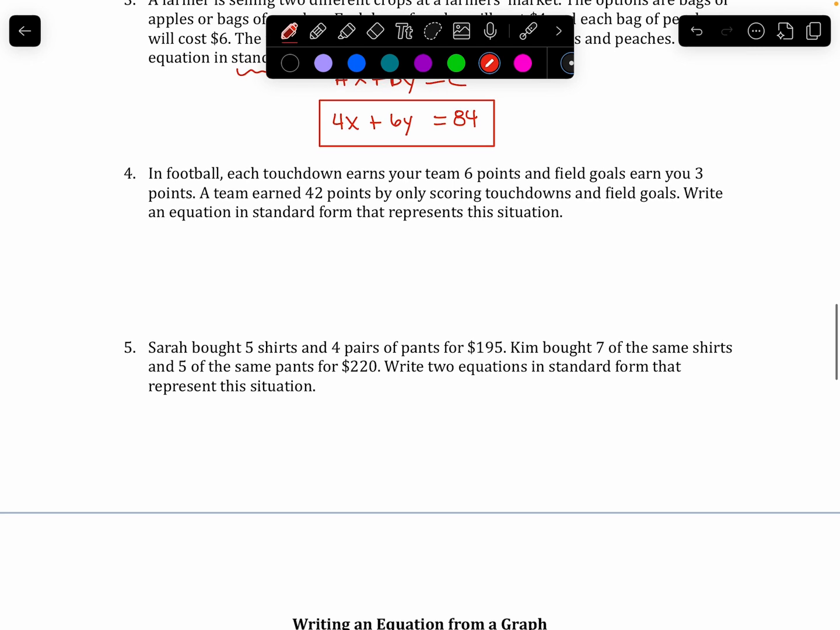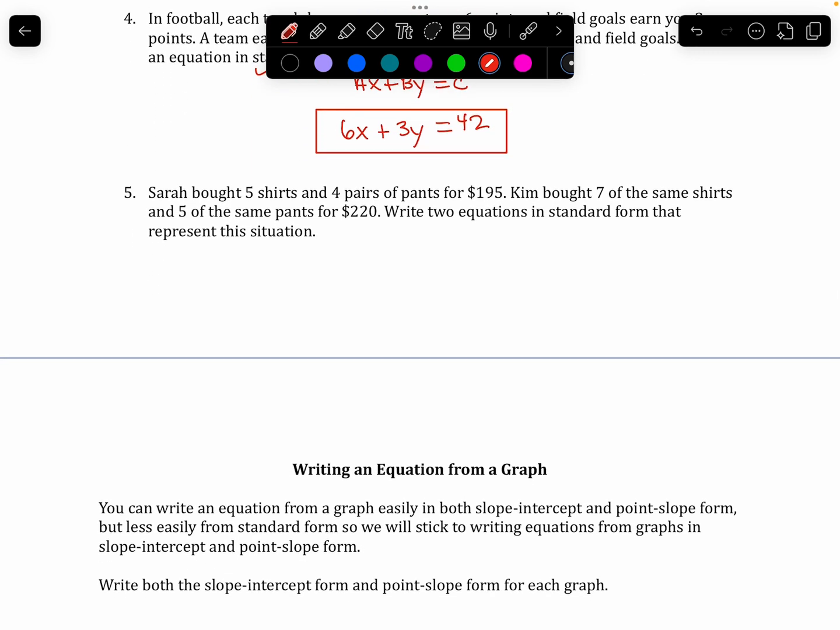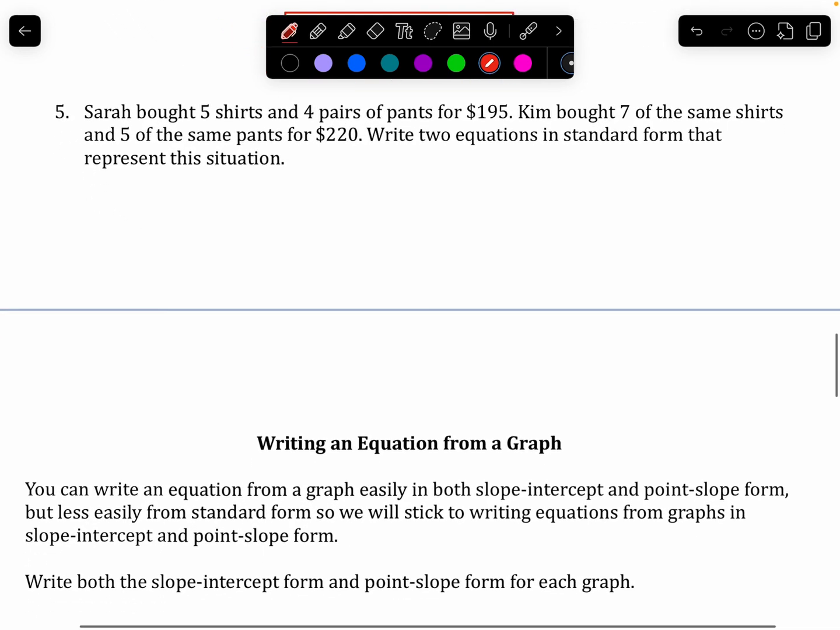Number 4, in football, each touchdown earns your team 6 points and field goals earn you 3 points. A team earned 42 points by only scoring touchdowns and field goals. Write an equation in standard form that represents the situation. So again, I have AX plus BY equals C. C is my total. My team earned 42 points. We scored points by only scoring touchdowns and field goals. So each touchdown is 6 points, so 6x, and each field goal is 3 points, so 3y. And there is my equation for the situation in standard form.